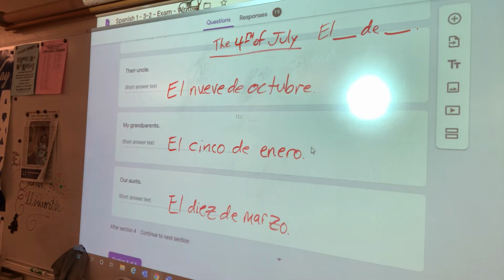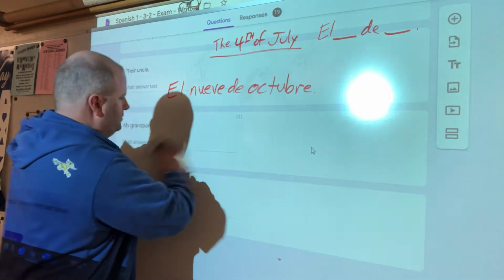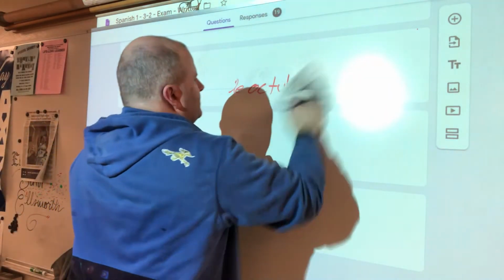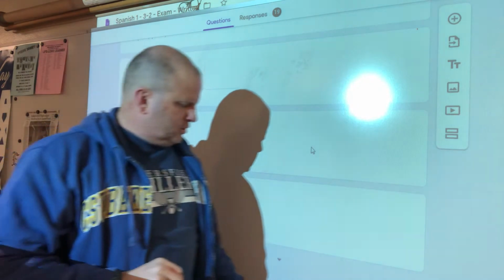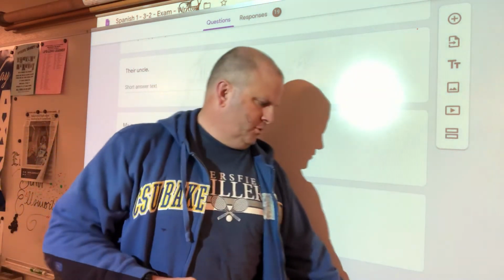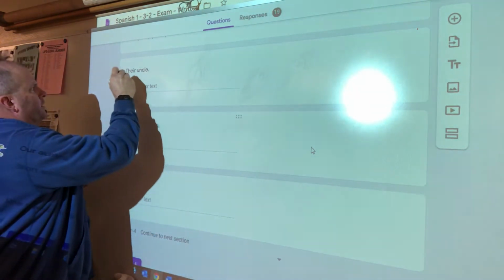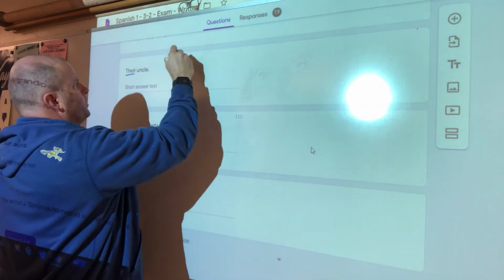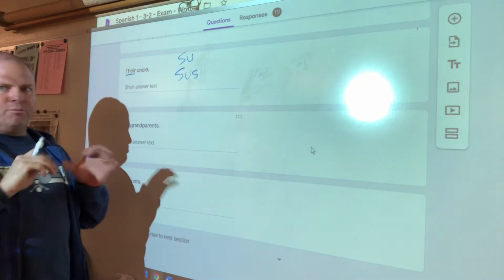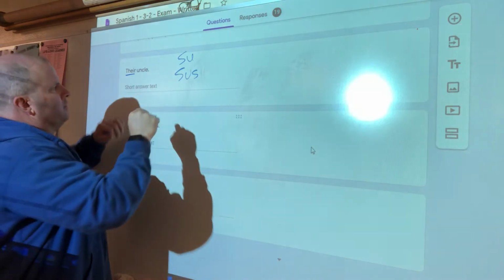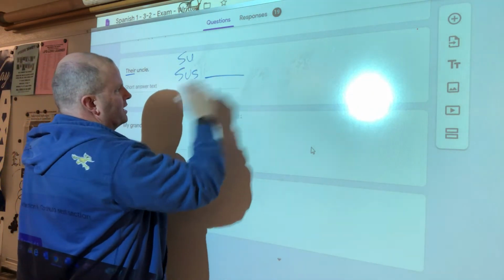Possessive adjectives. Get rid of these. All right, so if you go back to your notes, I'm doing some blue. Remember, if you look at your little chart there, when you say their, there's two different ways to say their. It's either su or sus, right? They both mean the same, and which one we pick is dependent on the word that comes next.